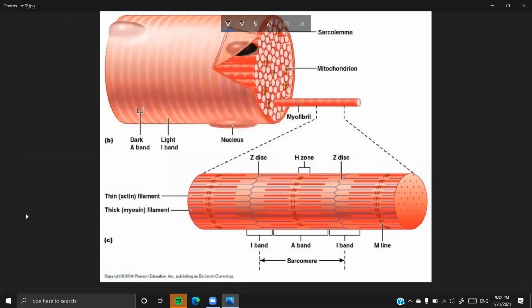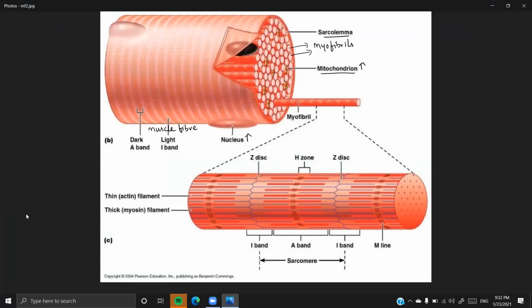So this whole structure that you're seeing down here is a muscle fiber. It's a long muscle fiber. Okay, children, in the muscle fiber there are many myofibrils. These all are the myofibrils. And the outer plasma membrane is the sarcolemma. In between they have many mitochondria, as we have seen.